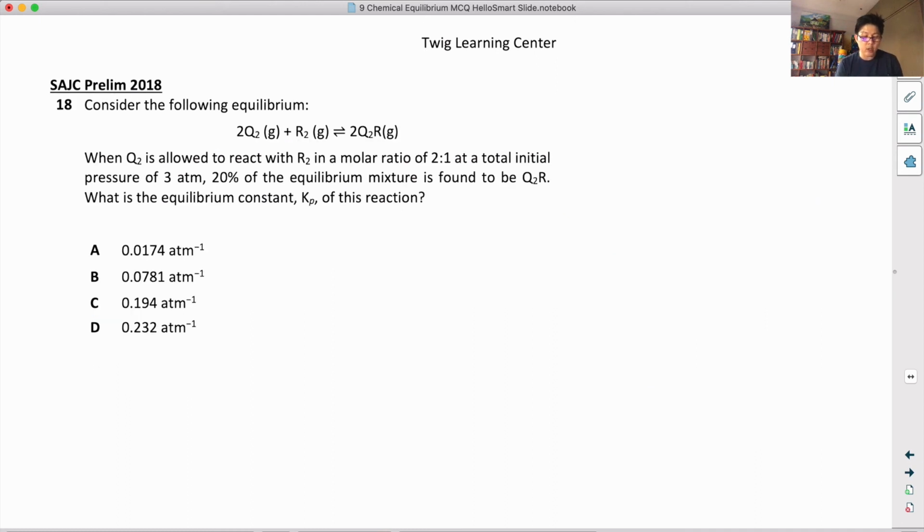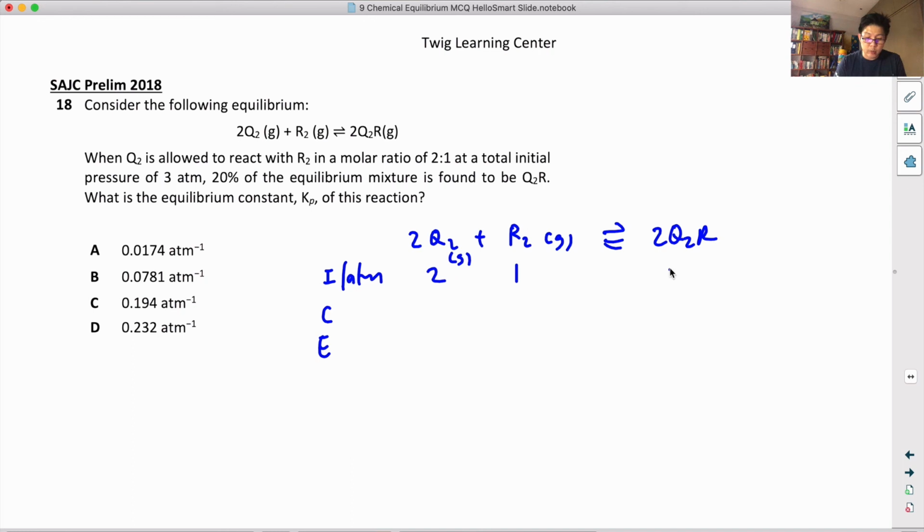Okay, when Q is allowed to react with R2 in a molar ratio of 2:1, the initial total pressure is actually 3 atm. So which means I can say that Q2 is actually 2 atm. So we'll do it in terms of atm already. Yeah? So this is 2 atm, and this R2, we can take it to be 1 atm. All right.